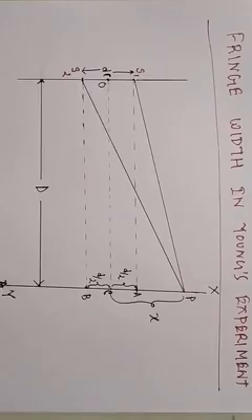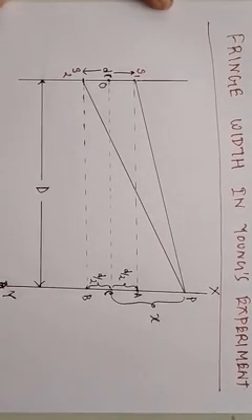So now that we know alternate dark and bright fringes are formed in Young's double slit pattern, now we'll find the fringe width. That is the width of a dark fringe or a bright fringe. Here is a schematic diagram for Young's double slit experiment.